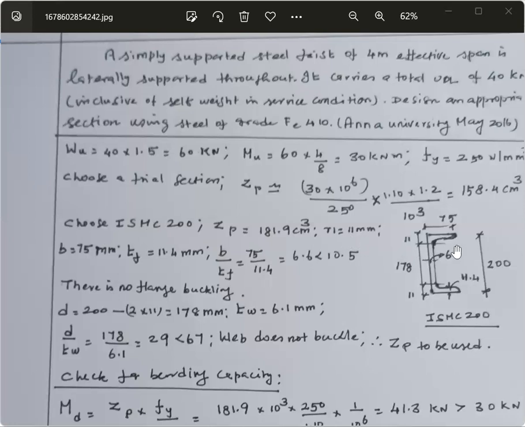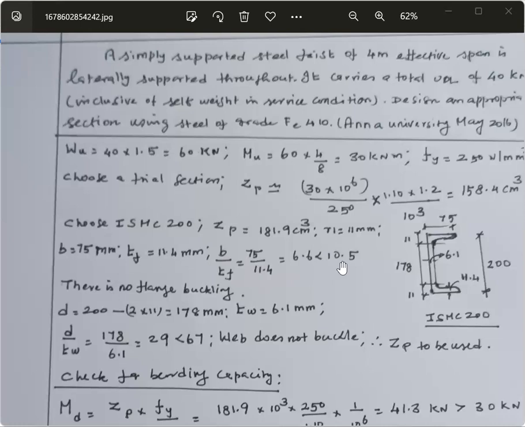R1 is the curved portion of the flange. Curved portion of the flange is 11 millimeter. Breadth of the flange is 75. Thickness of the flange is 11.4 mm. B by TF ratio is equal to 75 divided by 11.4, 6.6. This should be less than 10.5. This is the limiting value for the rolled section. This indicates there is no buckling of the flange. Flange is not buckling. This is automatically taken care of in the rolled sections. There is no need to carry out this check at all. As a matter of formality, this check is being performed.